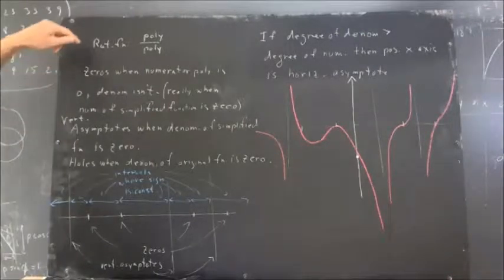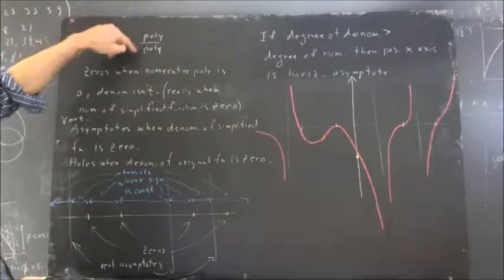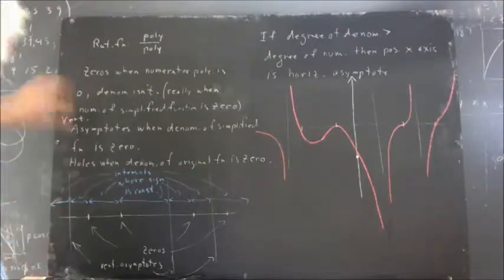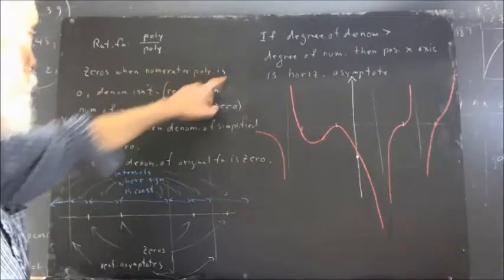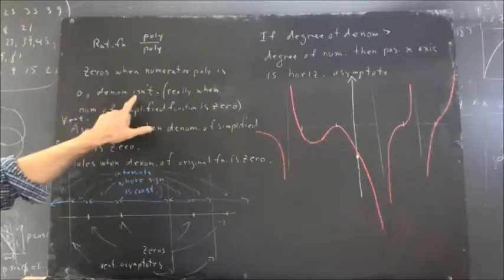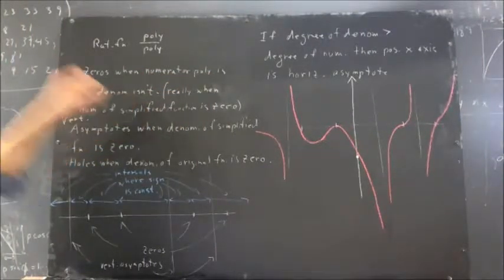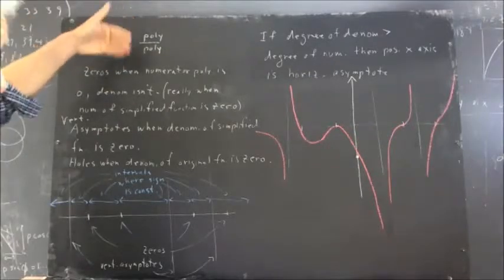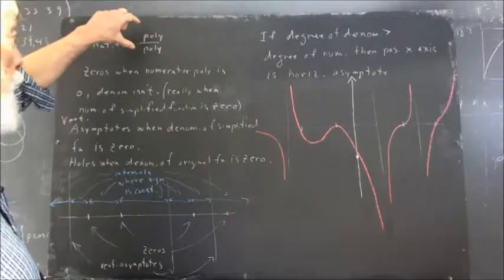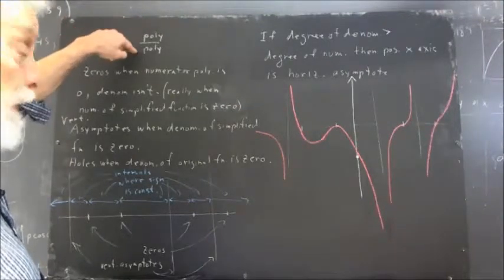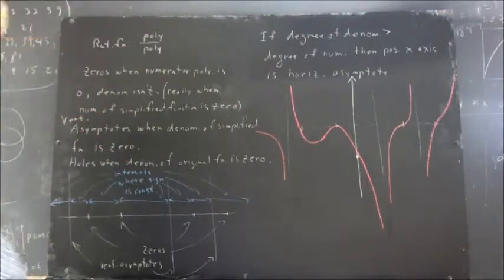Okay, we want to look at a rational function, a polynomial divided by a polynomial. The rational function will have zeros when the numerator polynomial is 0 and the denominator function isn't 0. Now, of course, we can factor the numerator, factor the denominator. We can divide out identical factors, factors of the numerator which are identical to factors of the denominator.